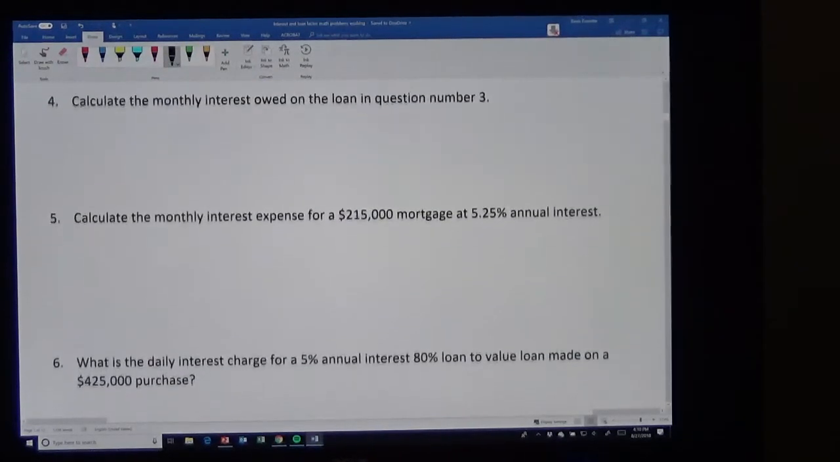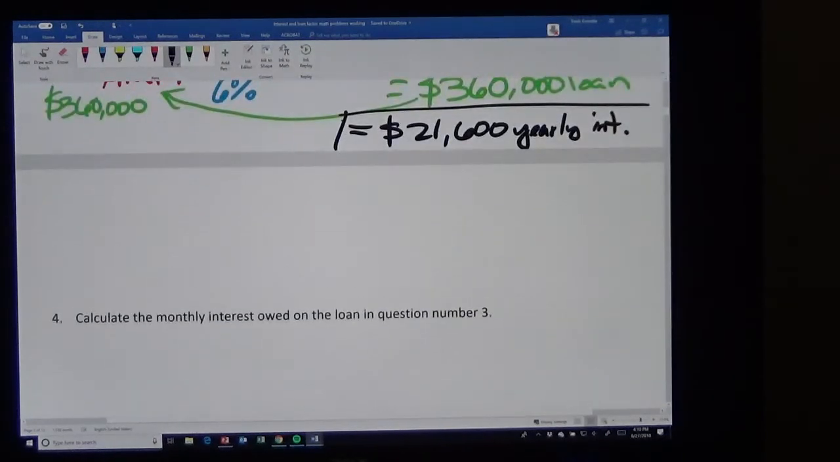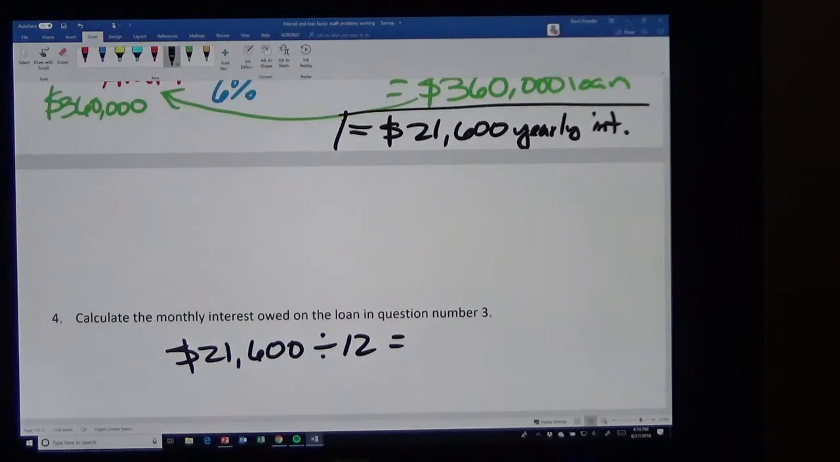Alright, number 4, calculate the monthly interest owed on the loan in question number 3. Well again, that's just going to be divided by 12 because we've got annual interest of $21,600. Divide that by 12. And that gives us monthly interest of $1,800. So $1,800 monthly on that question.